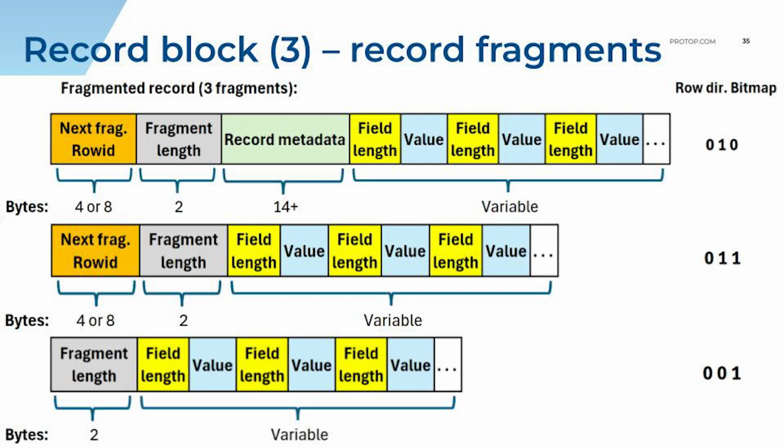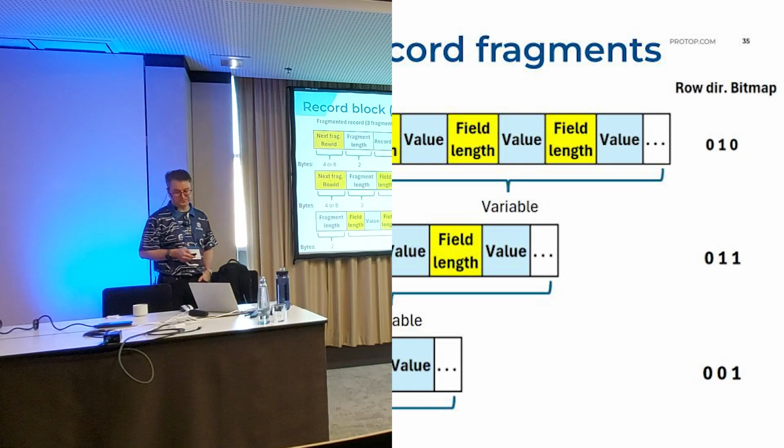And so if this were a 3-fragment record, that's what the row directory bitmap would look like. It would be a 0, 1, 0. The second fragment has the next fragment row ID, the fragment length, and the fields. And then the last fragment obviously doesn't have a next fragment pointer because it's the last fragment. And it just has the length and then the field values.